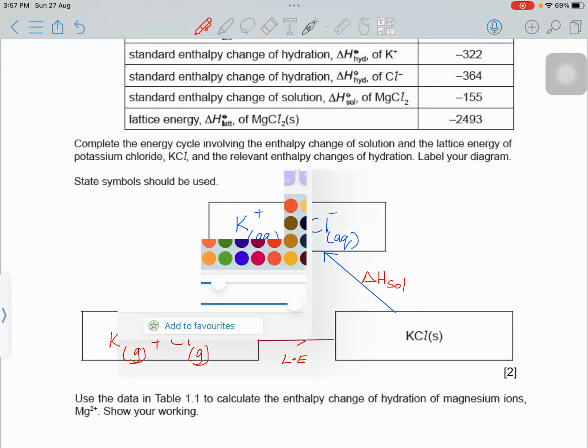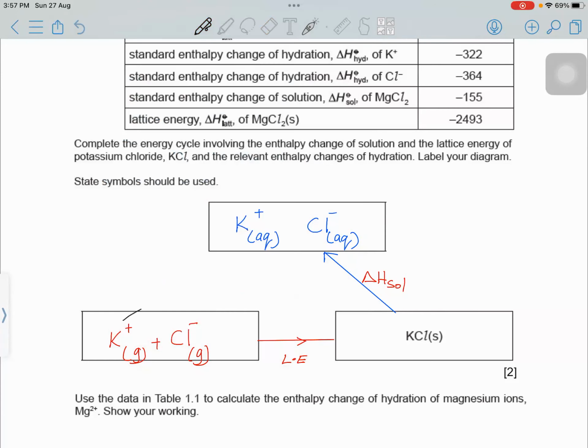Okay, try to make two arrows, right? One from potassium to potassium, because hydration for cation and anion are different. This is delta H hydration of K positive. This is delta H hydration of Cl negative.